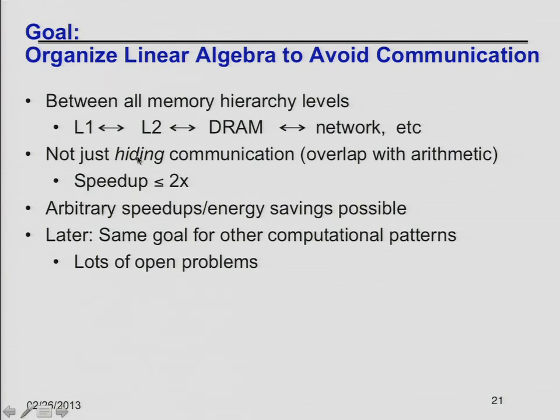Now, sometimes people in this business talk about hiding communication, and that's different, and it's a good idea. That simply means overlapping communication and computation. It means while you're doing arithmetic, you're also pushing data somewhere else. But obviously, you can't get a speedup of more than 2x by doing both of those at the same time, and that's a good thing, but that's not the orders of magnitude we're talking about by not communicating at all in the first place. So we have a lot of progress, but there are still lots and lots of open problems, not just in linear algebra, but in all the other motifs that I'll be telling you about.